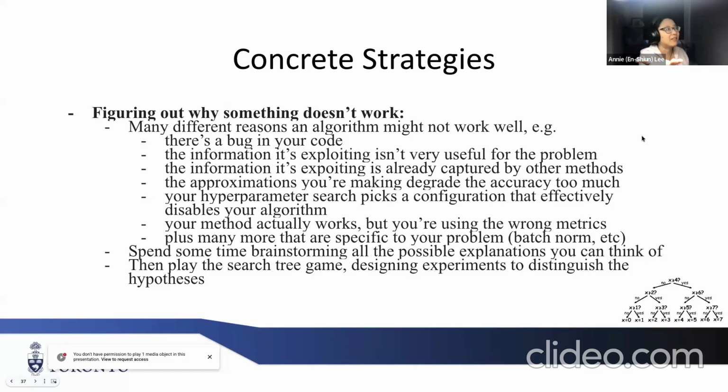And then debugging, figuring out why something doesn't work. So, if Miriam was here, I would ask her to present her work, but let me go through this, right? There are many reasons why an algorithm doesn't work and you have negative results. Maybe there's a bug, or maybe the information is not useful for the problem, or is captured by other methods, or the approximations you're making are degrading accuracy too much, or your hyperparameters are not configured well, or your method works but you're using the wrong metrics.